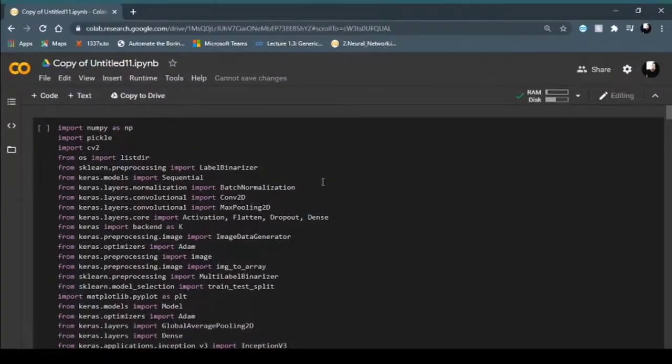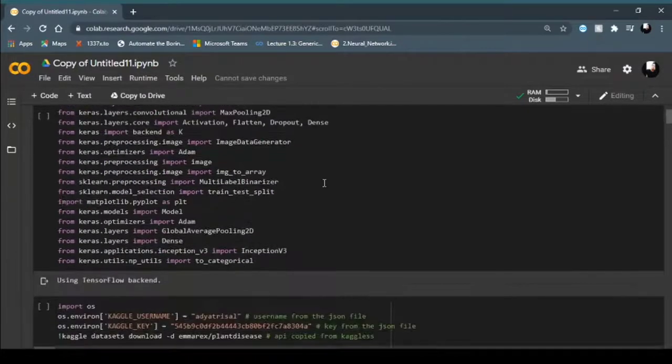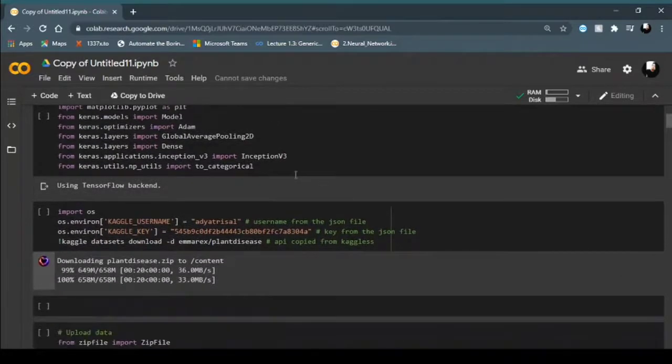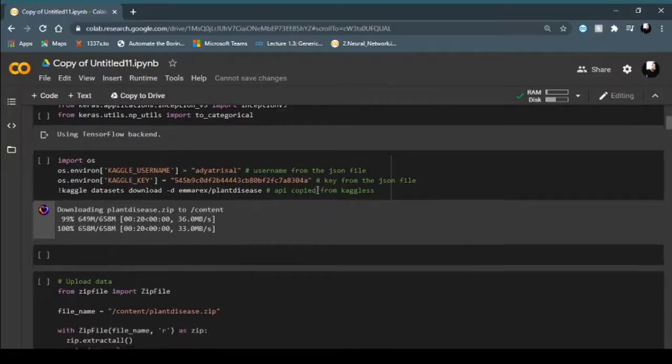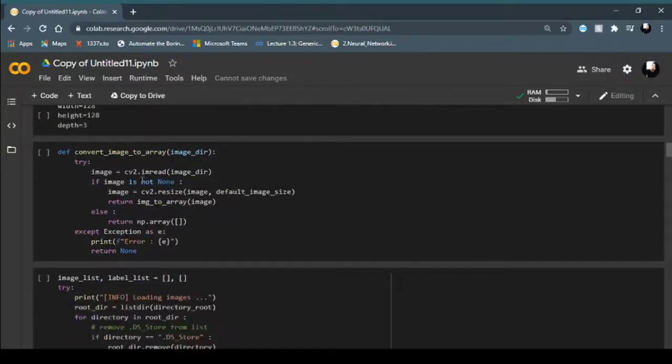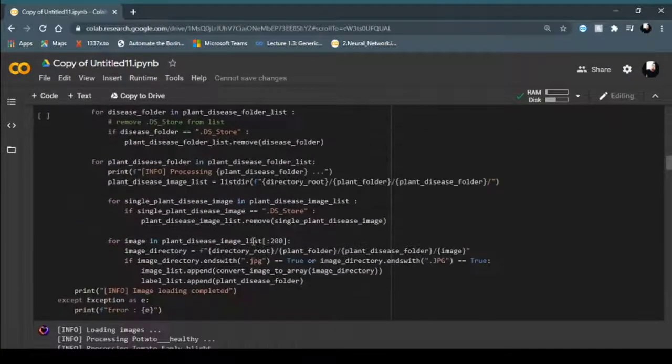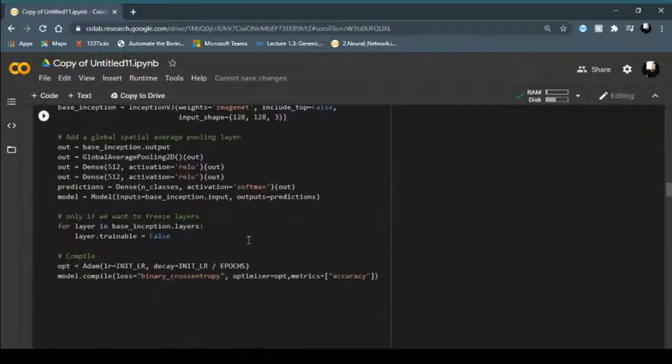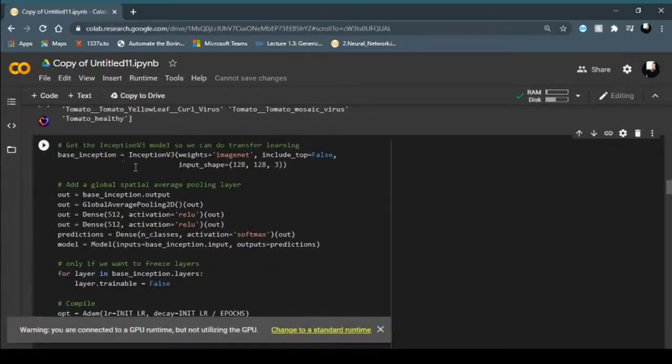Initially, we are importing all the libraries we need for this project: sklearn, Keras, Matplotlib, and computer vision. Importing the dataset from Kaggle, defining epochs, learning rate, batch size of 32, input size of the image 128 by 128, converting those images into arrays, pre-processing the images. Here is the Inception model we used. Weights are pre-trained from ImageNet. Input size is 128 by 128 by 3.